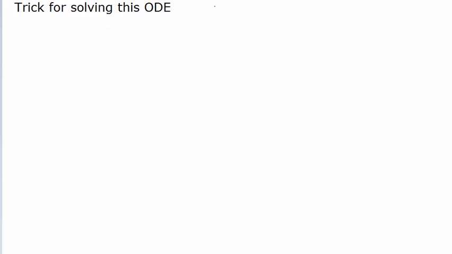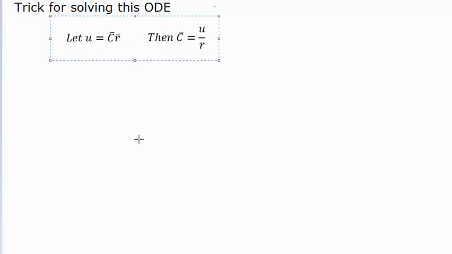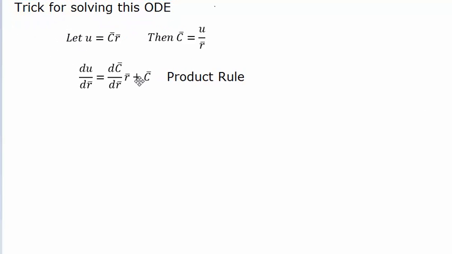So now let's look at the trick for solving the ODE. The trick comes from a very clever U substitution that again only makes sense because someone thought about it for a while and this was the only way to get a quick solution. So the U substitution is let U be the product of our dimensionless variables C bar and R bar, and this is just algebraically rearranging them. Now it gets a little bit, again, you'll just have to go through it for a while.